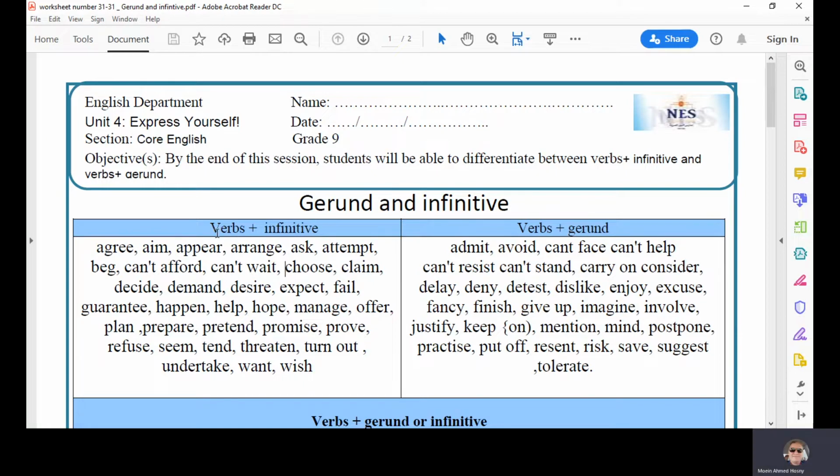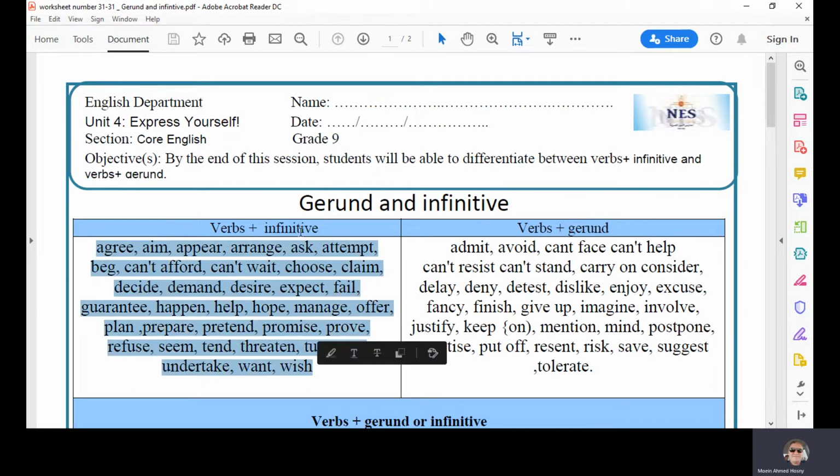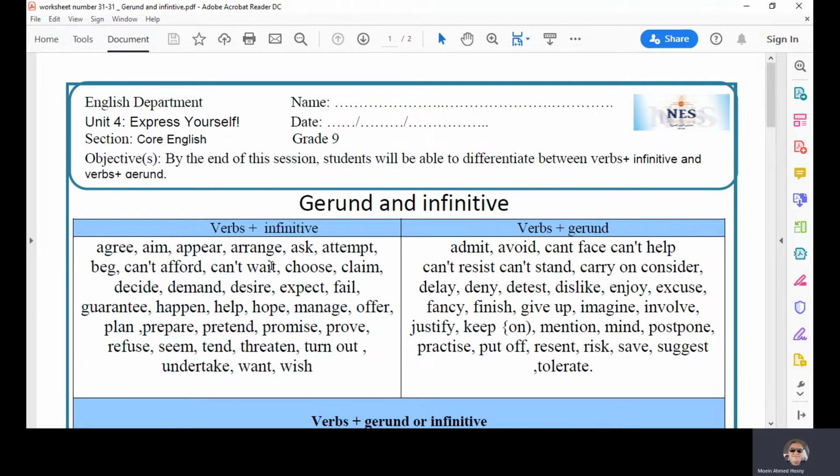So let's say again, after these verbs, you must use the infinitive. Appear to, arrange to, ask to. I asked my father to go to the party. They attempt to cross the road alone. And so on. He claimed to be honest. So, after all these verbs, you must use the infinitive and only the infinitive. You cannot use the gerund.